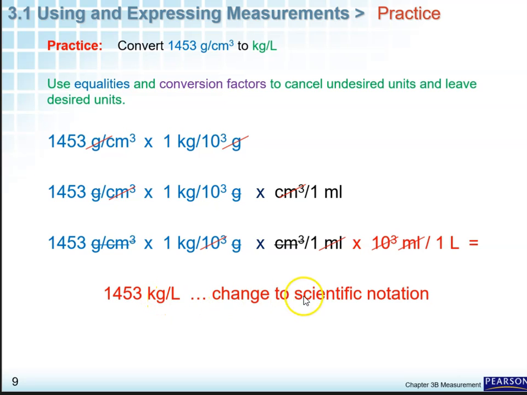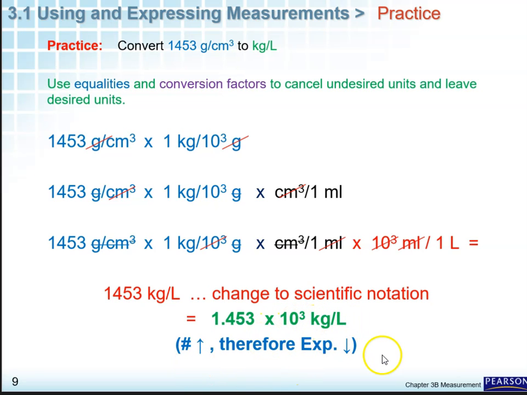We just need to change that to scientific notation. Turn our number into a number from 1 to 9, 1.453. Since the number decreases, the exponent has to increase. We move the decimal 3 places to get to 1.453, so we have to increase the exponent 3 places, and we get 1.453 times 10 to the 3rd kilograms per liter. And you'll notice the thumbs up, thumbs down rule.